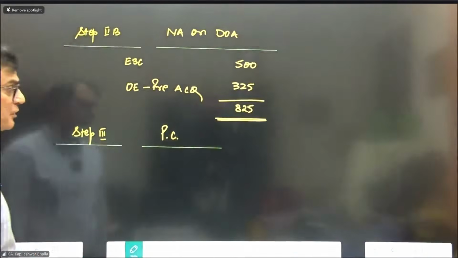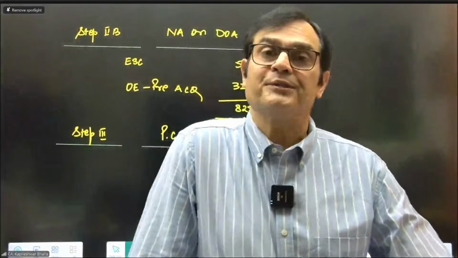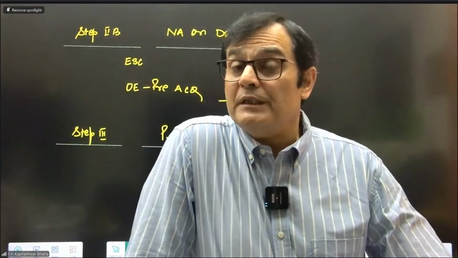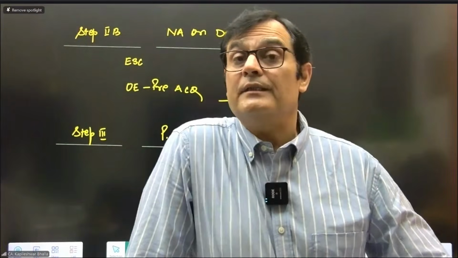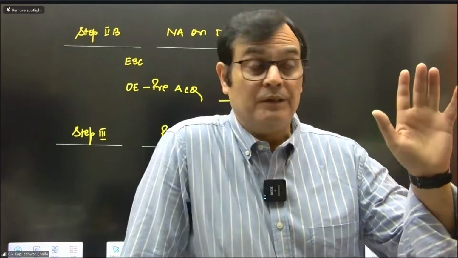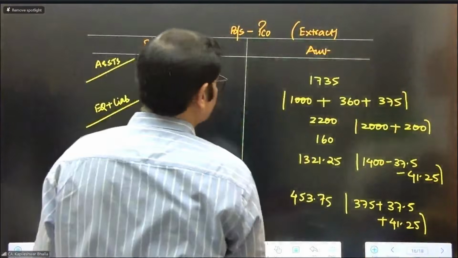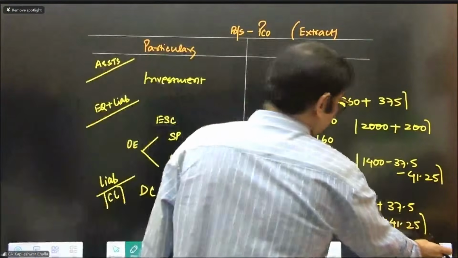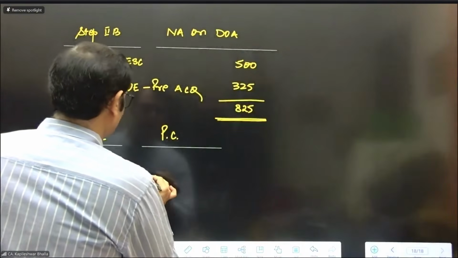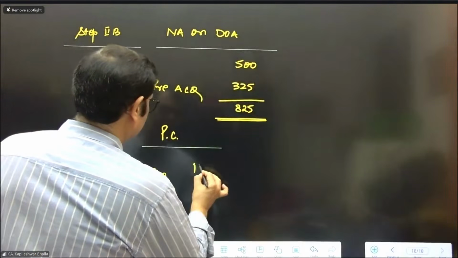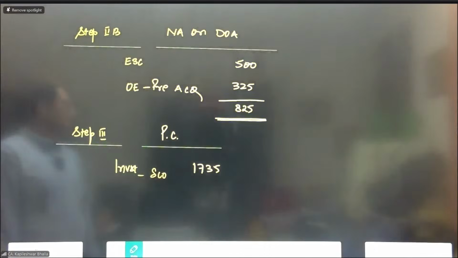When you get the purchase consideration, your focus is on the extract balance sheet you made. When you go to pick up the investments, you're not going to see the balance sheet but you will look at the extract balance sheet which you've prepared. So let's go back to the extract balance sheet and see the information. Investment is appearing at 1735. That is the investment in the subsidiary company. That is step number 3.